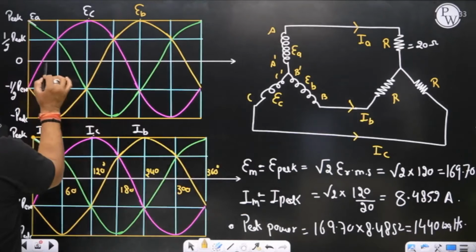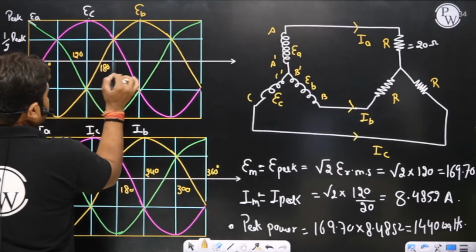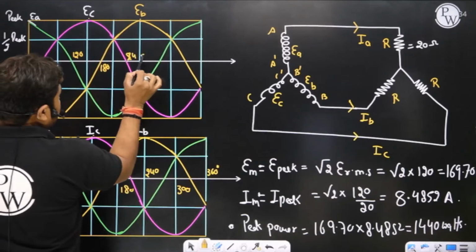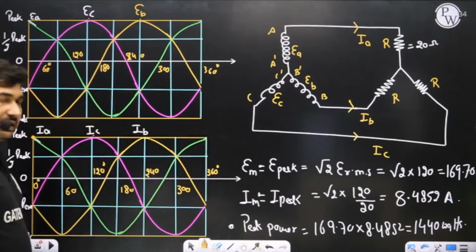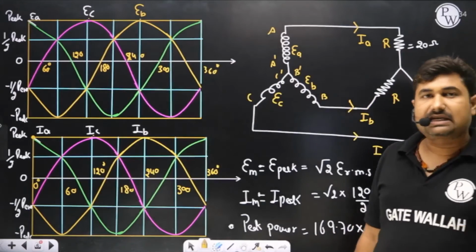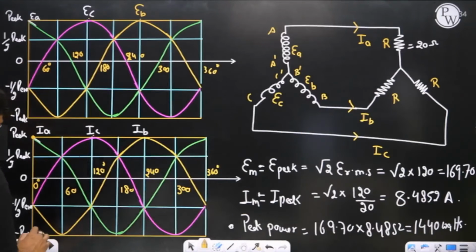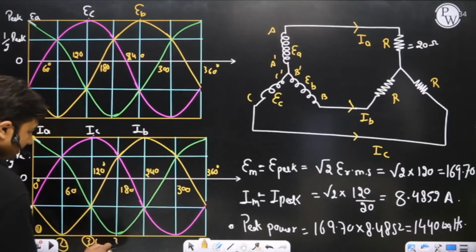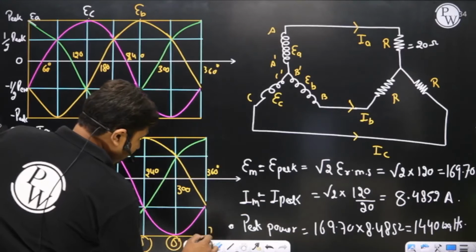Same, we have the voltage also at 0 degree, 60 degree, 120 degree, 180 degree, 240 degree, 300 degree and 360 degree. Is it okay? Yes, sir. Can you find what is IA plus IB plus IC at any instant? We have 7 different instants. Let them be instant 1, instant 2, instant 3, instant 4, instant 5, instant 6 and instant 7.